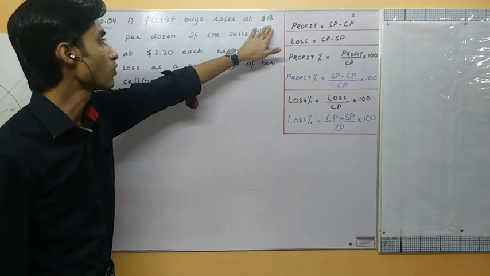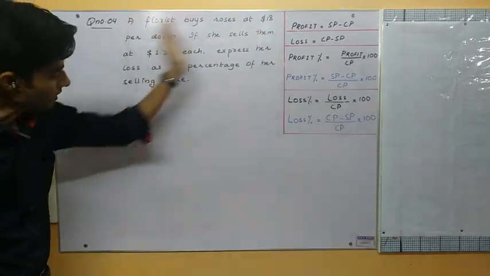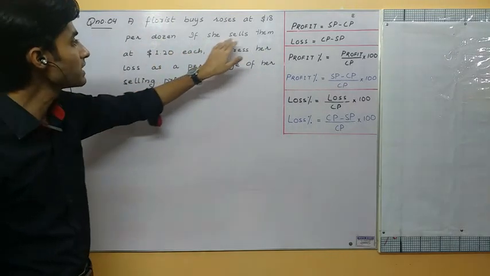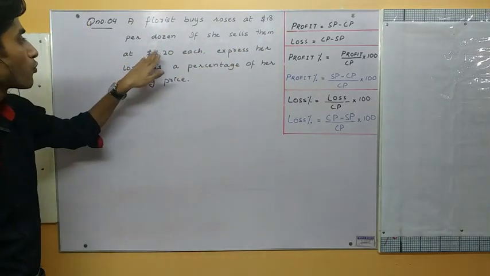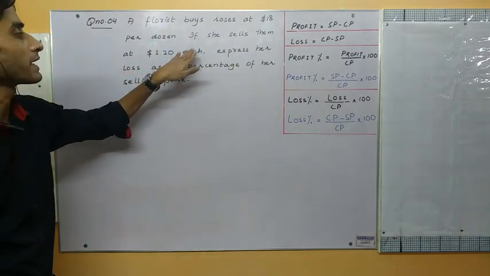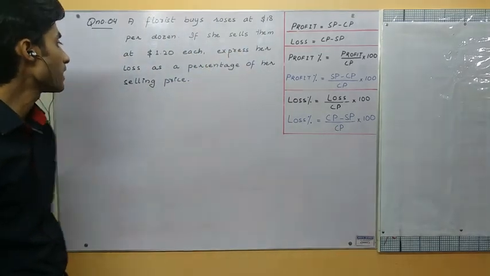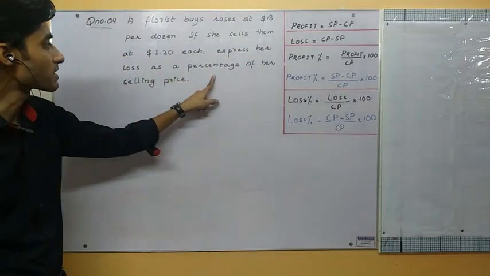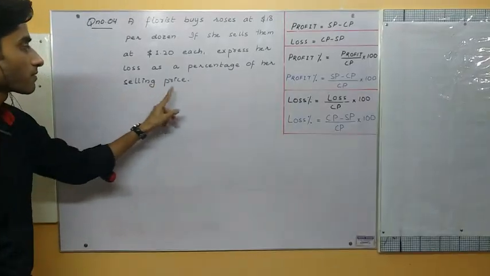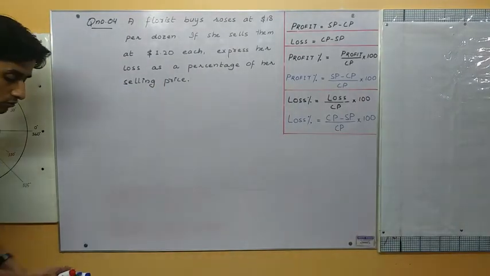If you look at the first half, this is the only mathematical thing, $18. If I continue reading the question, if she sells them at $1.20 each, express her loss as a percentage of her selling price. Okay, so this is the question.